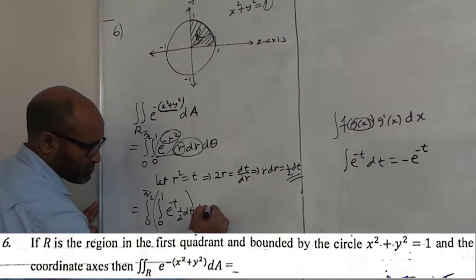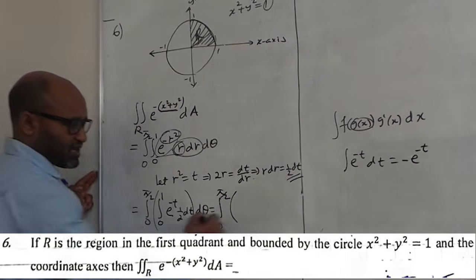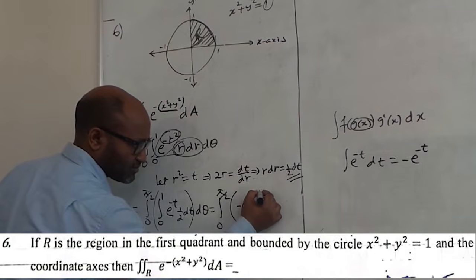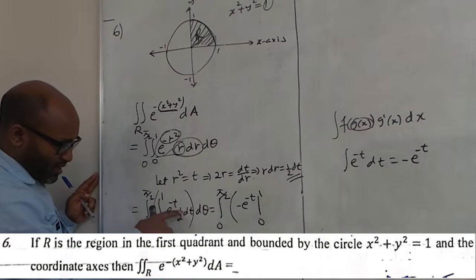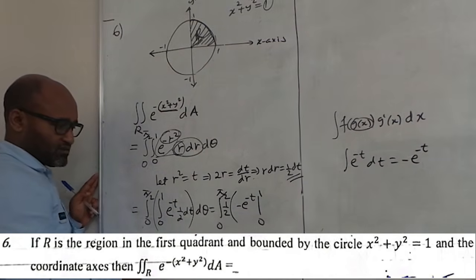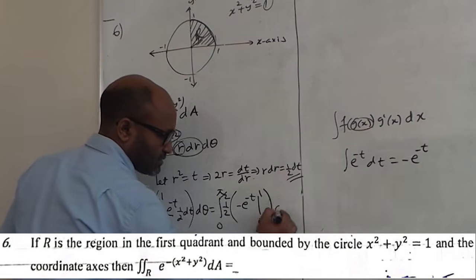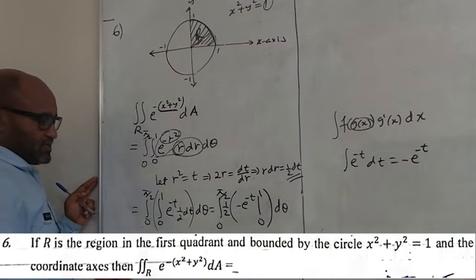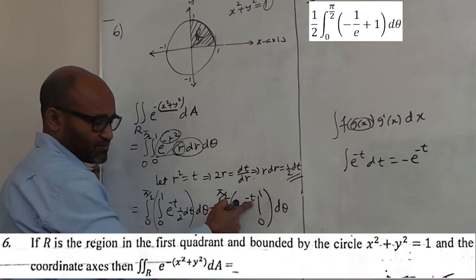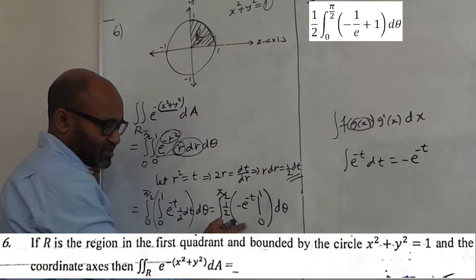Therefore, this can be expressed as the integral from 0 up to pi over 2 in bracket. Its integral is minus e to the power of minus t from 0 to 1. So 1 over 2 is a constant coefficient, d theta. Then substitute 1: minus e to the power of minus 1, that is 1 over e.